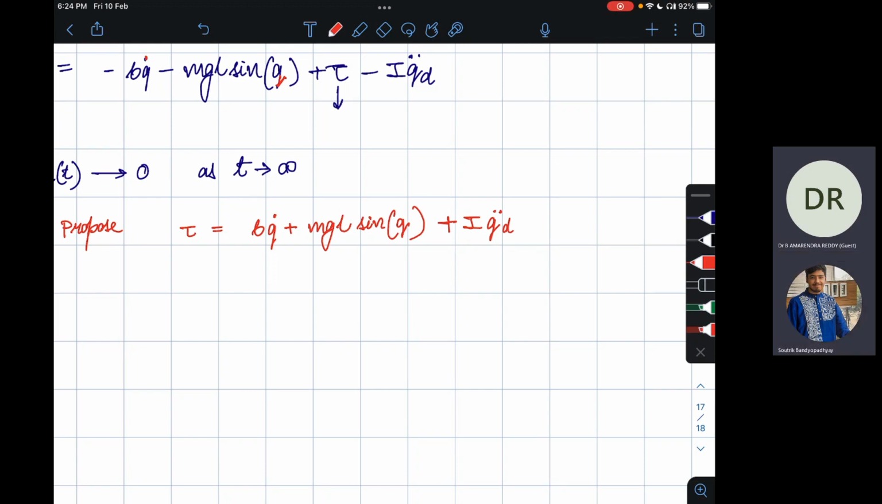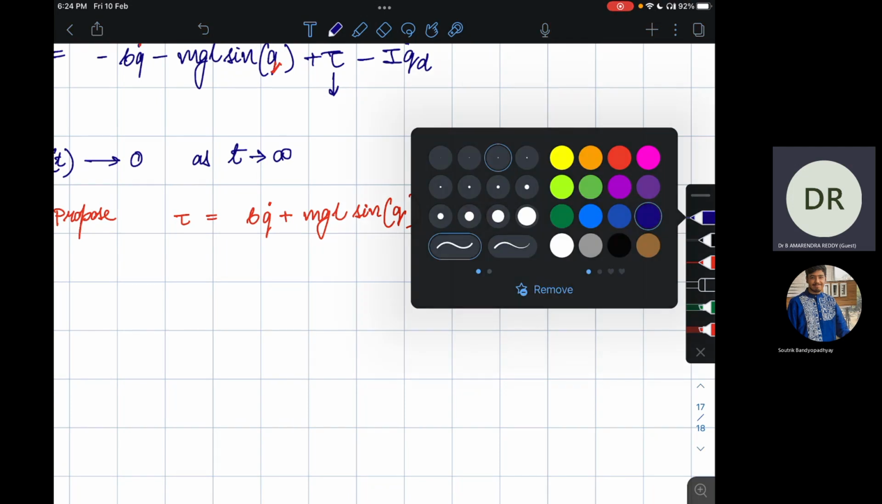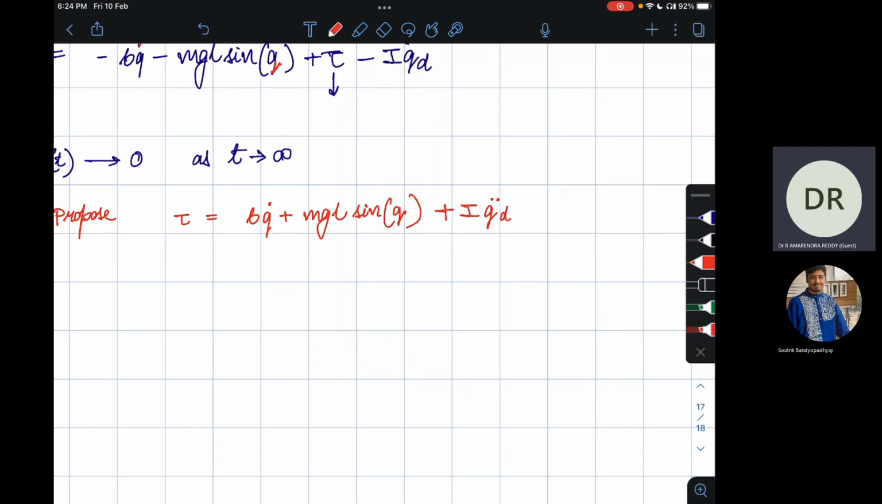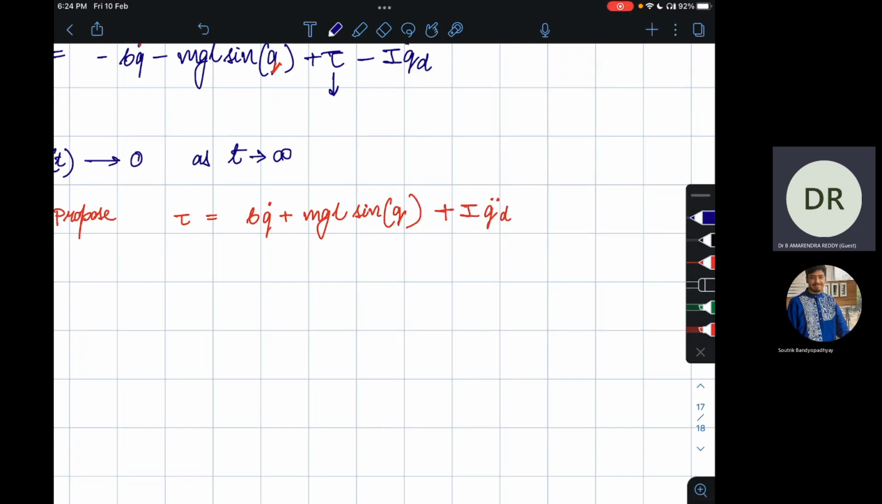Sir, while designing the controller in sliding mode, we cannot take nonlinear parts in designing the controller of equivalent computation. So in such case, we do not take uncertainties like MGL into sine theta.